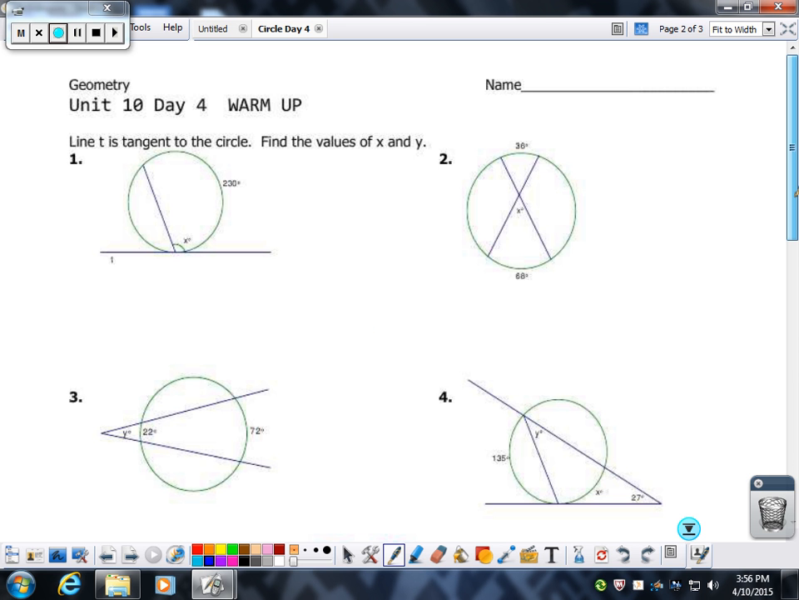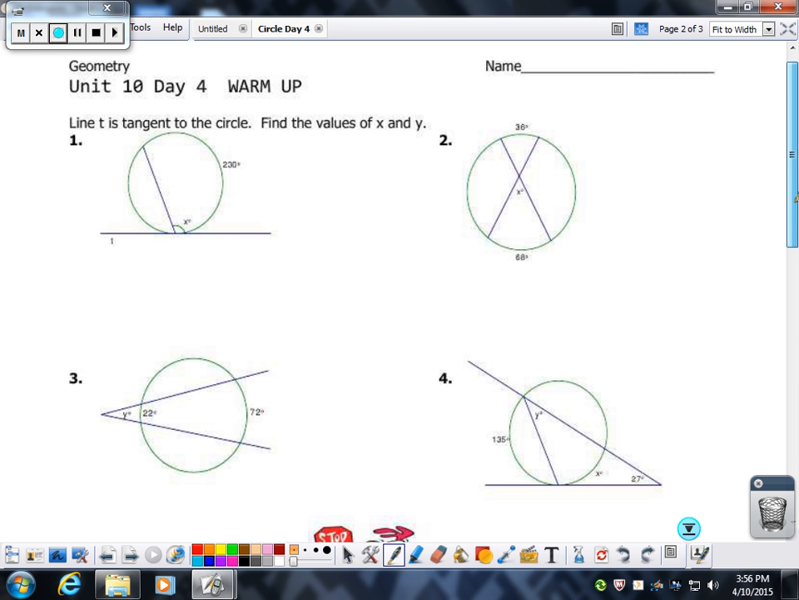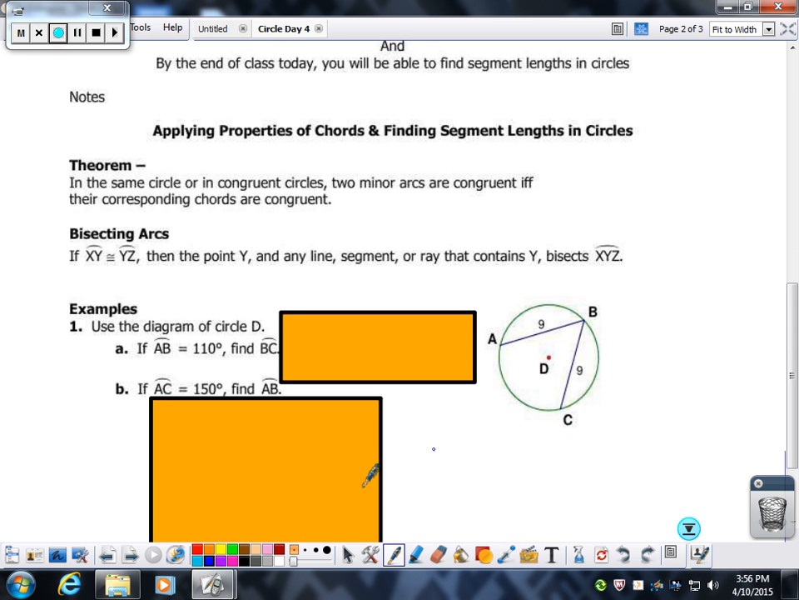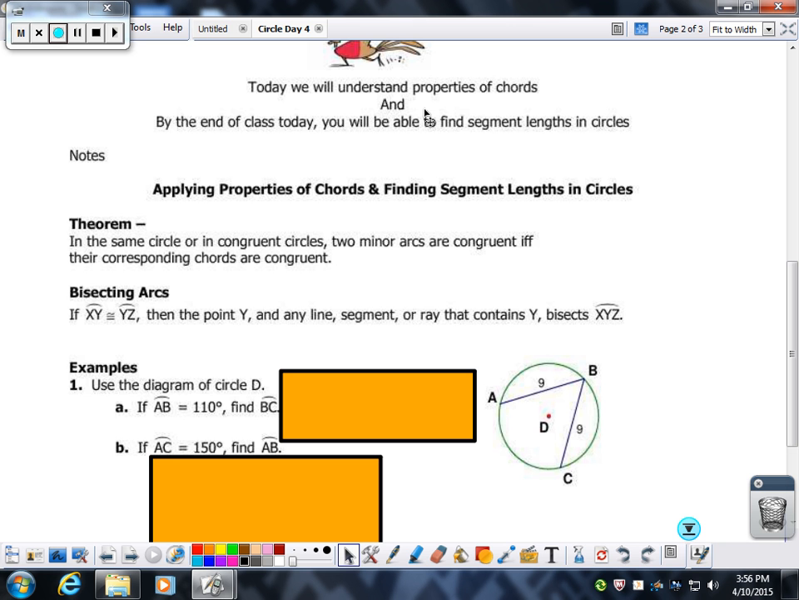Here's the warm-up. Go ahead and do the warm-up at home. We'll go over it during class. There's a lot of vocabulary here. There's theorems and all kinds of fun stuff. So today, you're going to understand the properties of chords. By the end of class, you'll be able to find segment lengths inside circles.